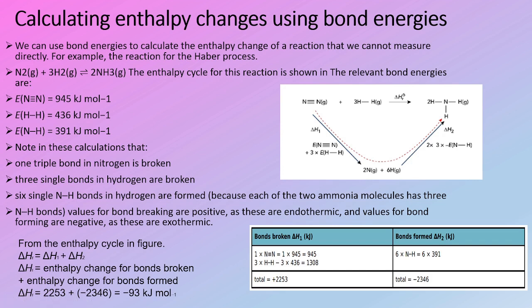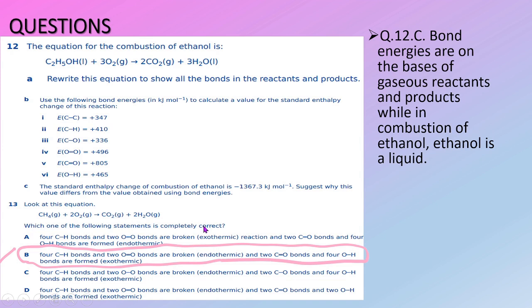Right. Calculating enthalpy change using bond energy. Here I am using the bond energies N≡N 945, H-H 436 and N-H 391, and you can see here bonds broken 2253, bonds formed 2346. So in this way there is a net delta H of reaction, which is minus 93. It means this is the amount of energy which is released when ammonia is formed. Right.